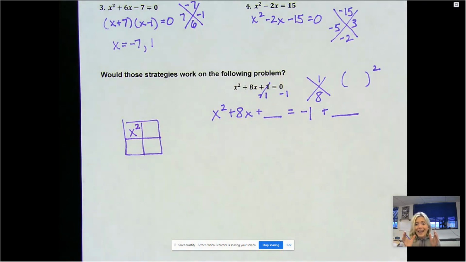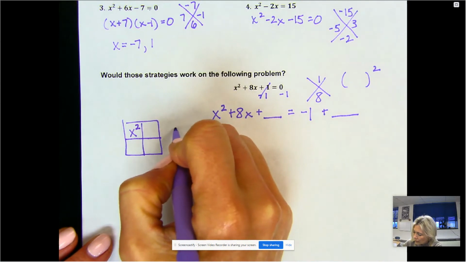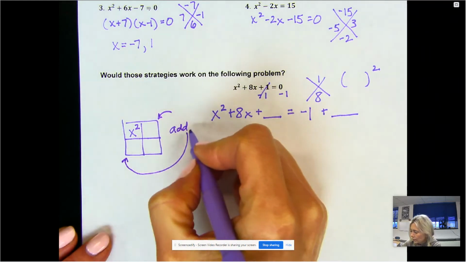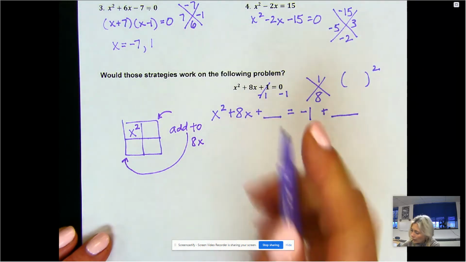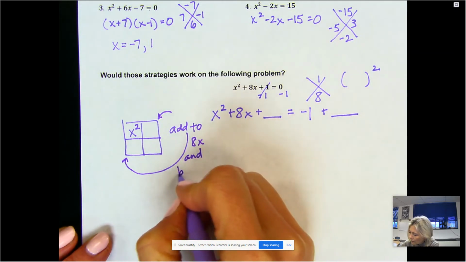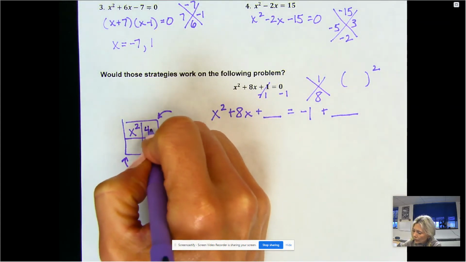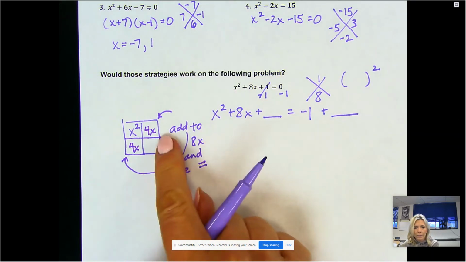I'm going to put exactly half of 8x in each box so that they add up to 8x and they're the same. So these two boxes, this box and this one, have to add to 8x, the number in the middle, and they have to be equal. So the only way to do that is to just do 8x divided by 2. So 4x here and 4x here. That adds up to 8x, and they're exactly the same.